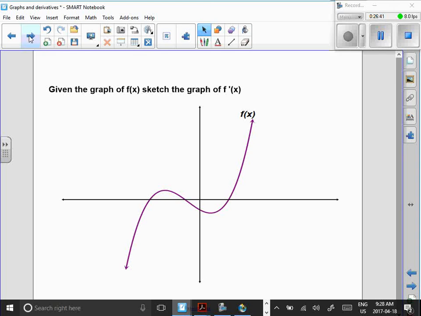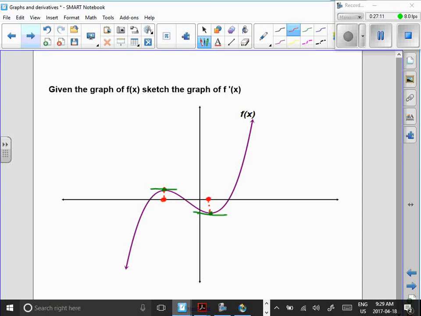Okay. So if we want to graph the derivative of this, start where the maximums and minimums are, here and here. That's where the derivative is 0. The slope of the tangent is 0 right here, and the slope of the tangent is 0 right here. So the derivative is 0 in those 2 points.